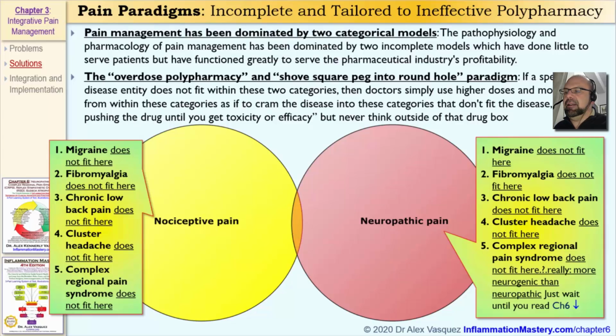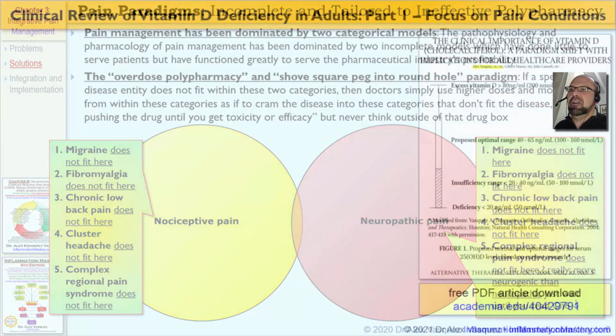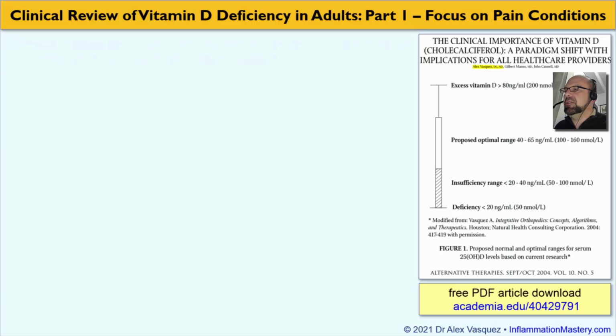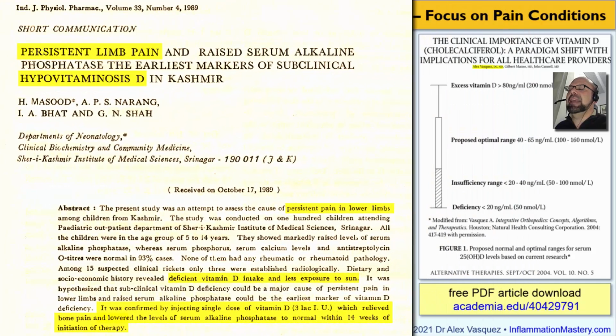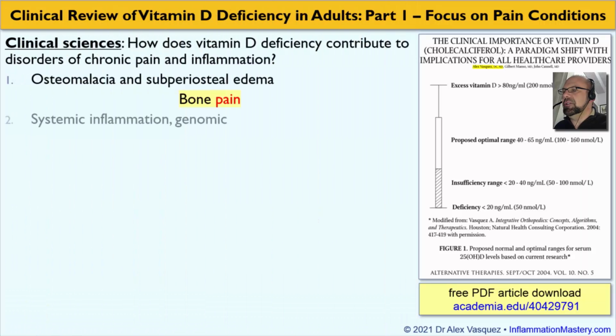So let's just include that in our mix of considerations as we now go on to get closer to talking about those mechanisms. So how does vitamin D deficiency contribute to disorders of chronic pain and inflammation? Number one, and I'll detail this more in just a moment, osteomalacia and subperiosteal edema. That leads to chronic bone pain. That can be in the axial skeleton or in the peripheral skeleton, otherwise known as the limbs. So back pain or limb pain can be due to vitamin D deficiency, specifically due to subperiosteal edema, and that is a component of what we call osteomalacia.